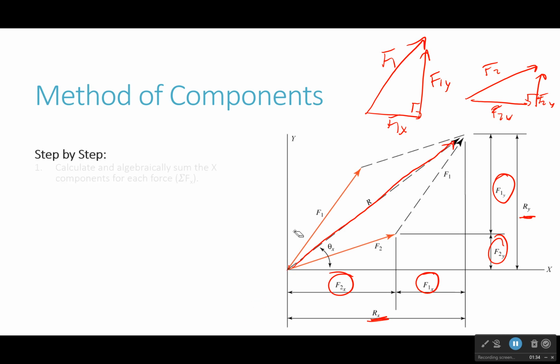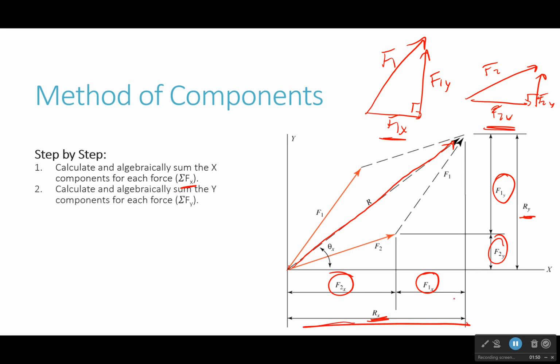So let's look at these steps in a little bit more detail. Okay, so we're going to algebraically sum the forces in the x direction. Like I said, we break it into our components. We add those together to get our resultant vector in the x direction. We do the exact same thing for the y. We find our y components, and then we add those together to get our y component.